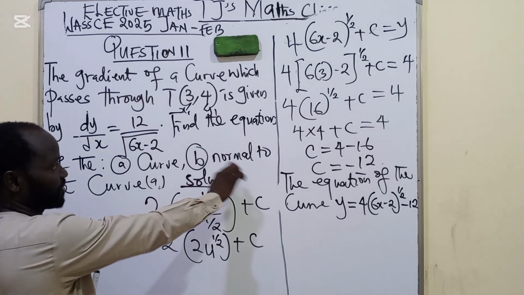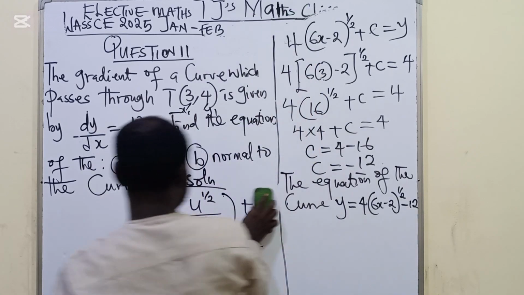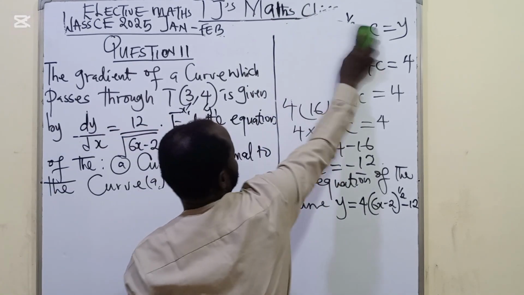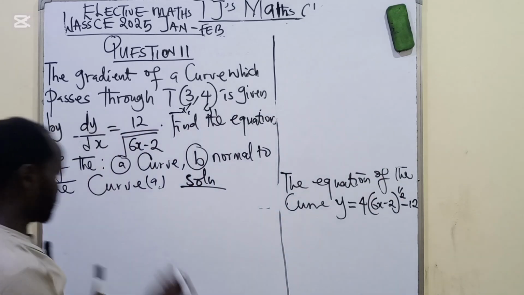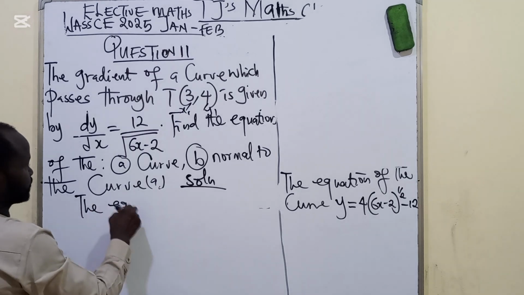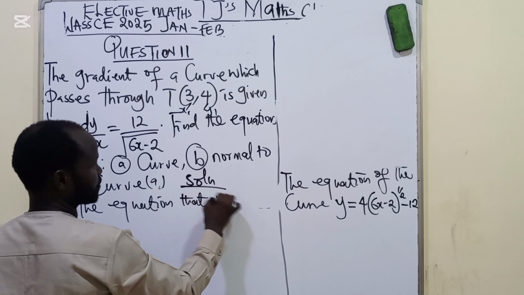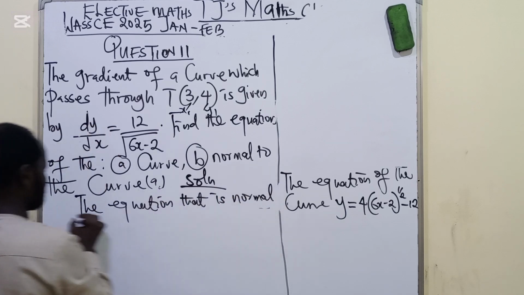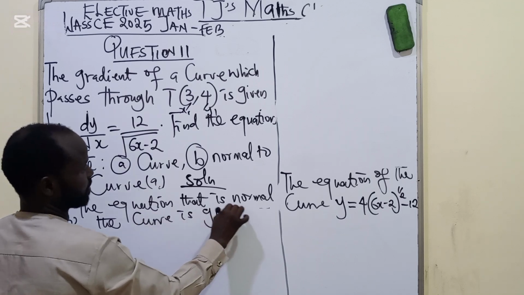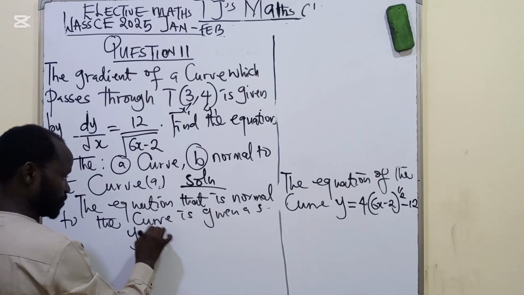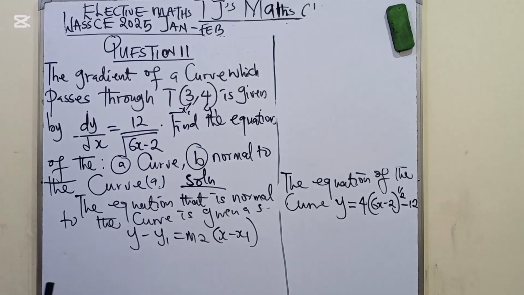Next, we are asked to find the equation normal to the curve. The equation normal to a curve is given as y minus y1 equals m2 into x minus x1. So this is the formula we're going to use.